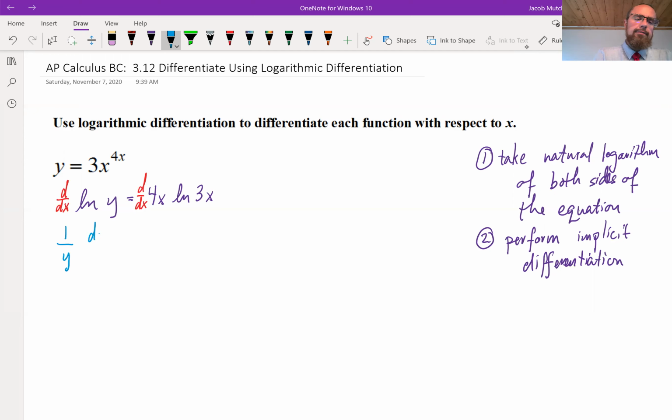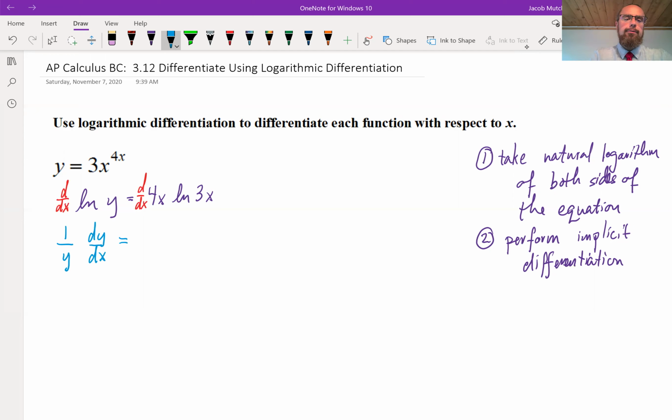And that leaves us with dy dx, according to the chain rule. We'll come back to that side. Remember, with implicit differentiation, we're going to have to solve at some point for dy dx. But let's differentiate this right-hand side.